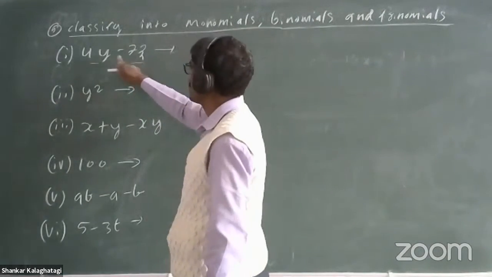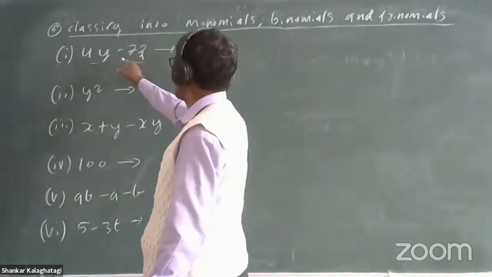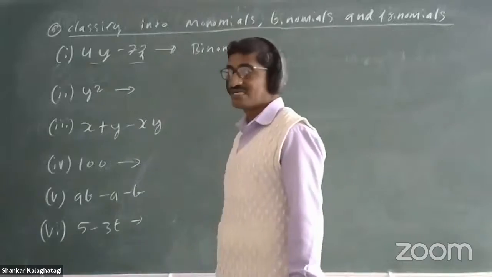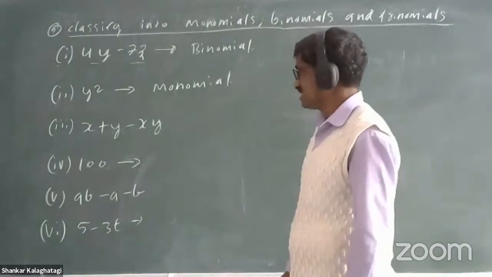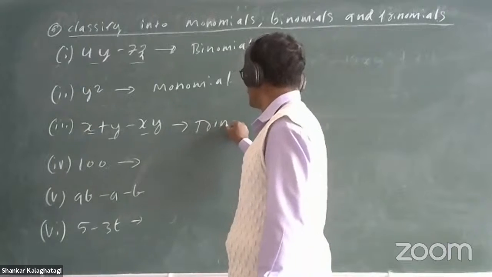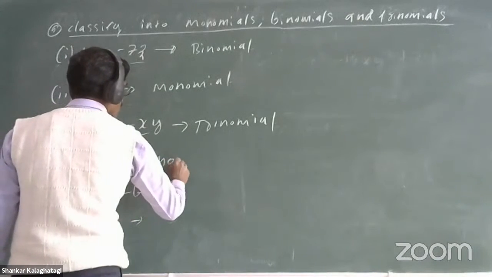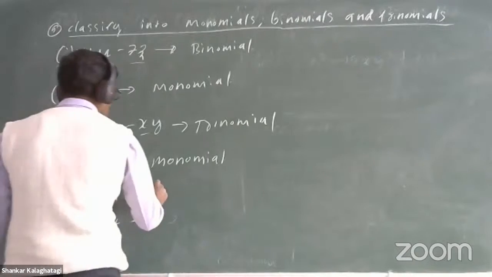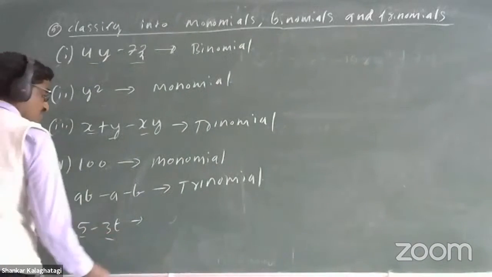Here two terms are there. Both are separated by a minus sign. They must be separated either by a minus sign or by a plus sign. So these two are separated by a minus sign. So two terms means binomial. Here only one term is there, y square. So monomial. Here 1, 2, 3. Three terms are there. So trinomial. This is only one term. So monomial. One, two, three terms, trinomial. Last, here two terms are there, binomial.